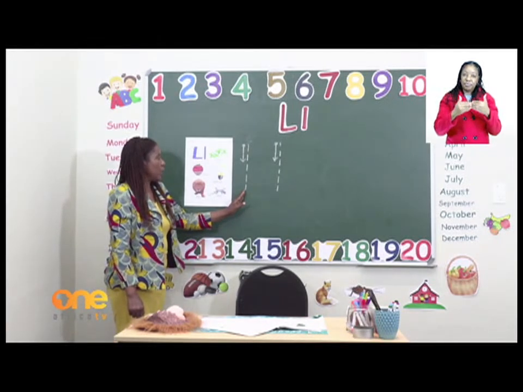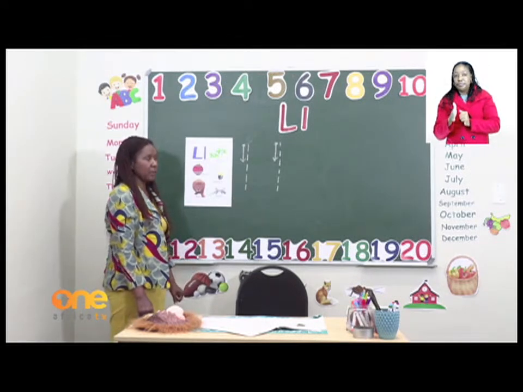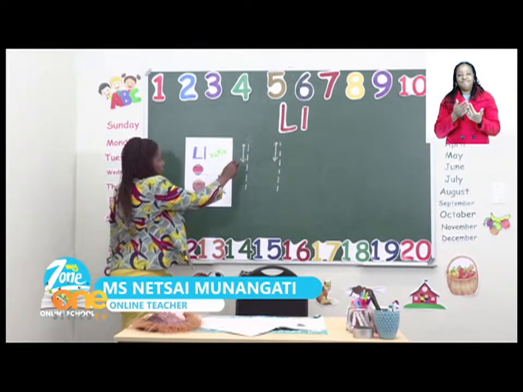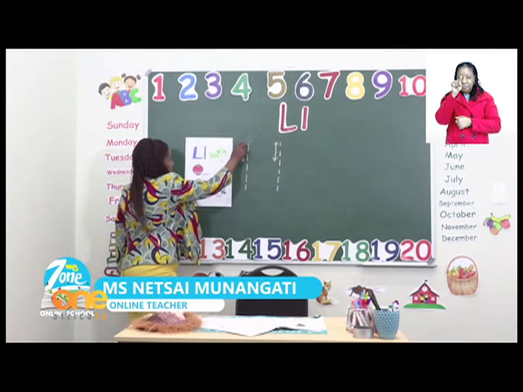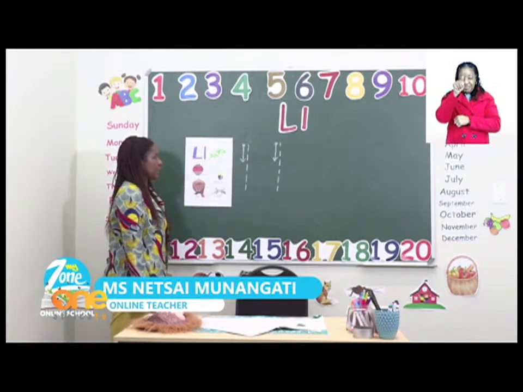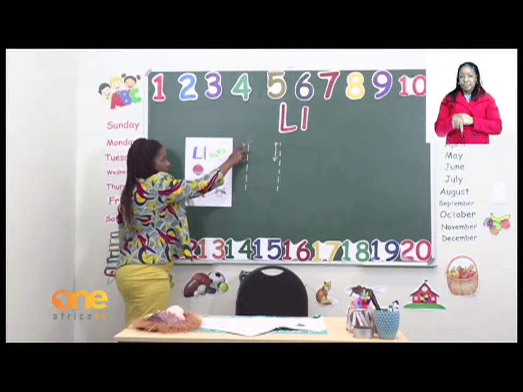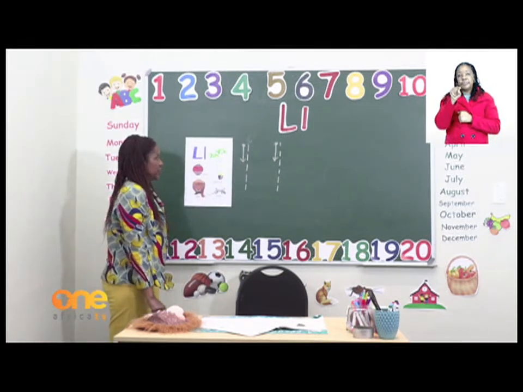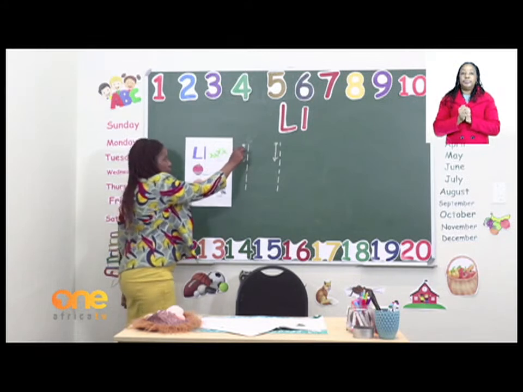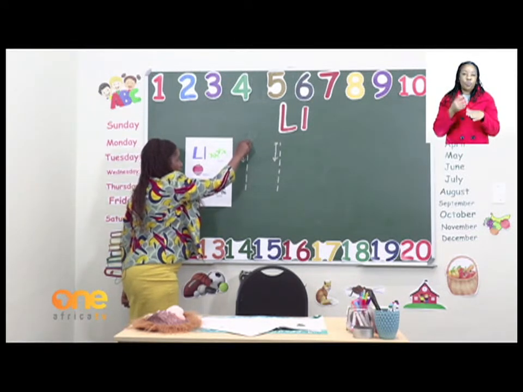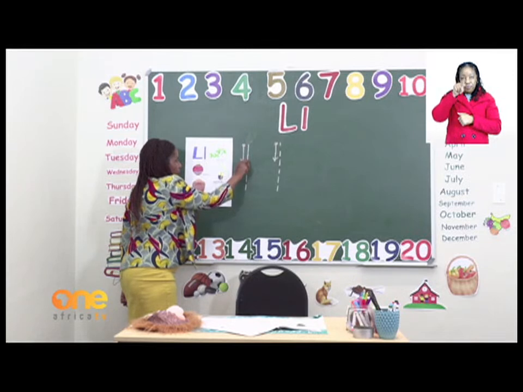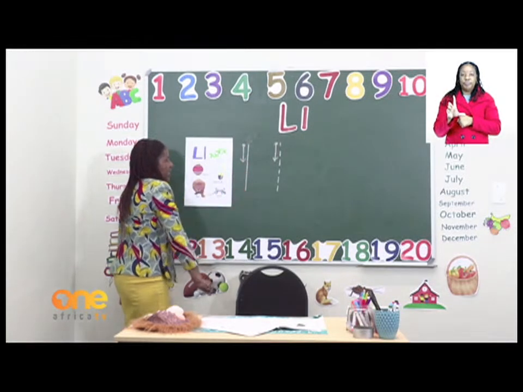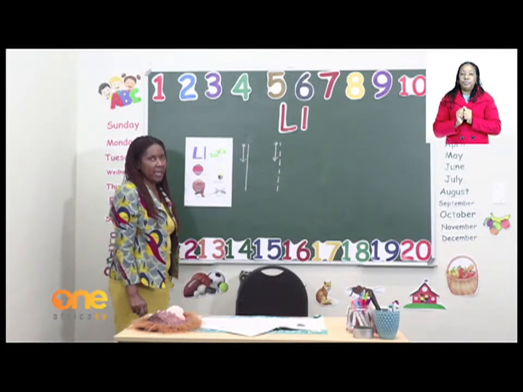We would like to learn how to write letter L. Letter L is easy to write. Let's look at the starting point of writing letter L. There is a dot and an arrow to show us the writing direction. So we always start from the top and we go straight down. And let's join the dots slowly and neatly. That's how we write letter L.